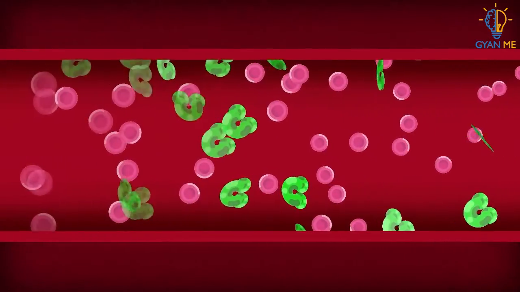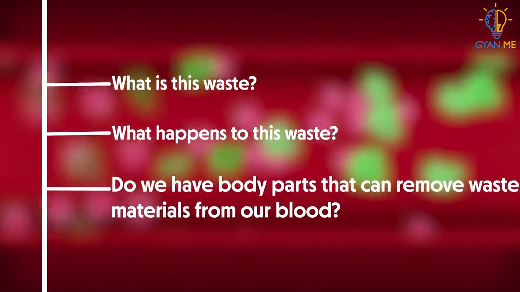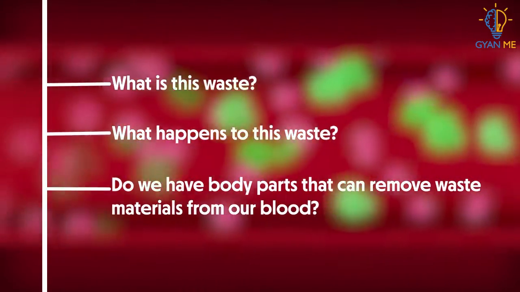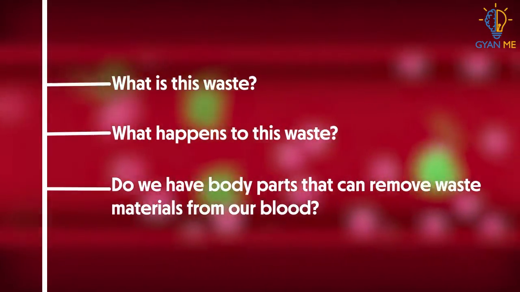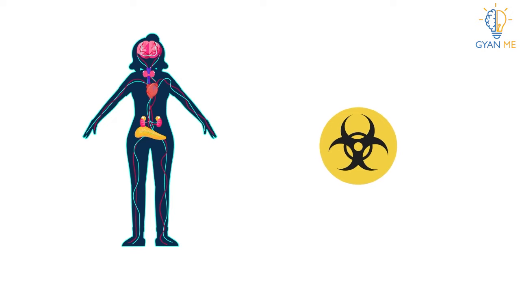Now students, let us ask a question: what is this waste? And what happens to this waste? Do we have body parts or organs that can remove these waste materials from our blood? Because if these waste products remain uneliminated, they are really toxic to our body.